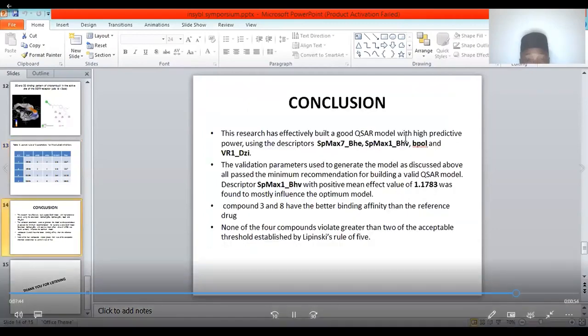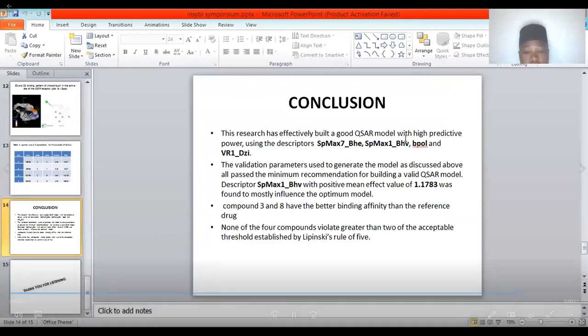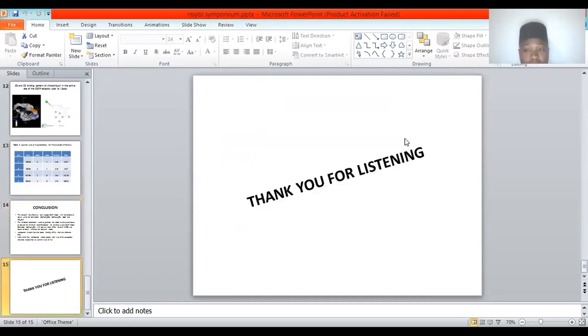High predictive power within the descriptors SpMax7_Bhg and SpMax1_Bhg, DPOL and VR1_Dzi. The validation parameters used to generate the model as discussed above also pass the minimum recommendation for building a valid QSAR model. Descriptor SpMax_Bhg with positive mean effect value of 1.1783 was found to mostly influence the optimal model. Compounds 3 and 8 have better binding affinity than the reference drug. None of the compounds violate more than two of the acceptable thresholds established by the Lipinski rule of 5. Thank you for listening.